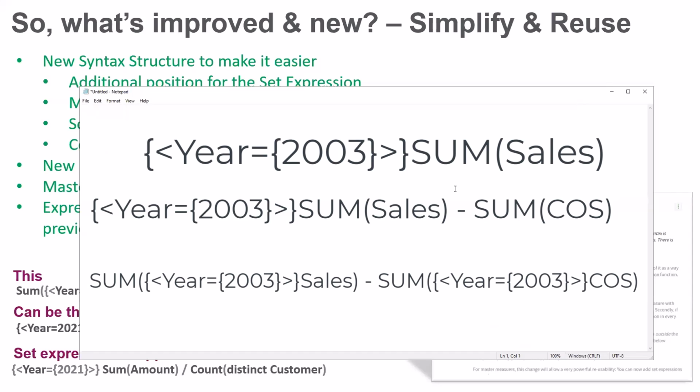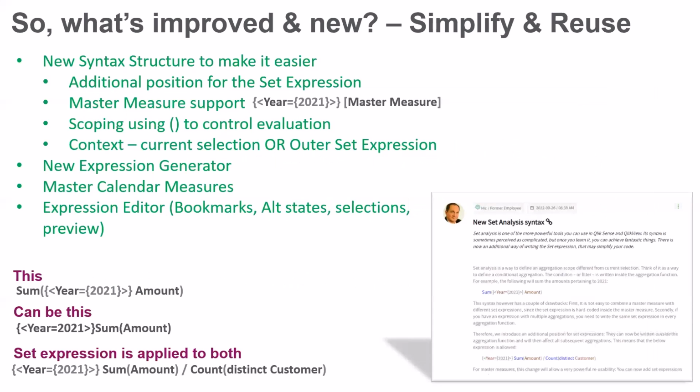Those who are familiar with that might know what I'm talking about, but when you do something like sum of sales minus sum of costs, you would have to put this expression in each of the expressions like this. You don't have to do that anymore if you're using this type of structure for your analysis. You can just put it right in front. So that's the positioning. There's also support for master measures, so you can do this against master measures in your master items list, no longer just using real field names.